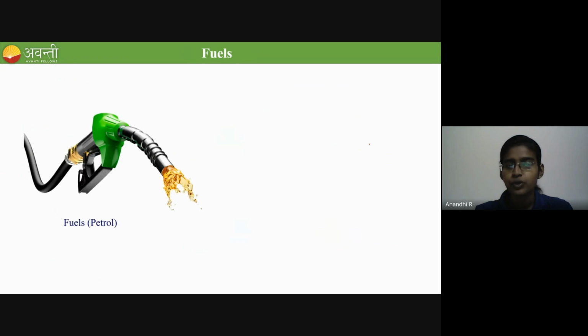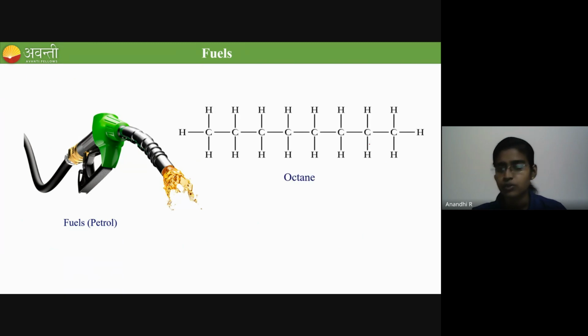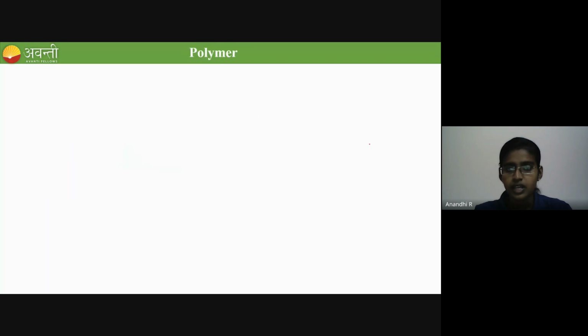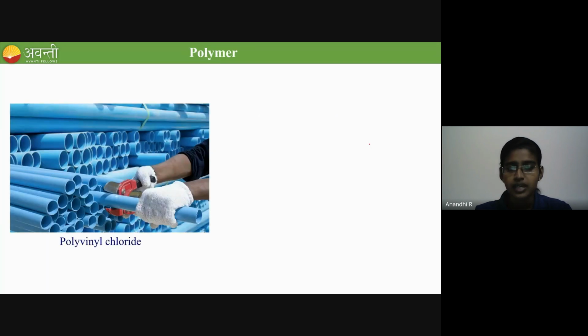In fuels like petrol, we have an organic compound, which is octane, which is basically a hydrocarbon. Octane is the compound present in petrol, and it is a hydrogen and carbon containing system, which is your hydrocarbon. Got it? And in polymers also, we are using PVC pipe, polyvinyl chloride pipe, in our homes. So it is also an organic compound only.